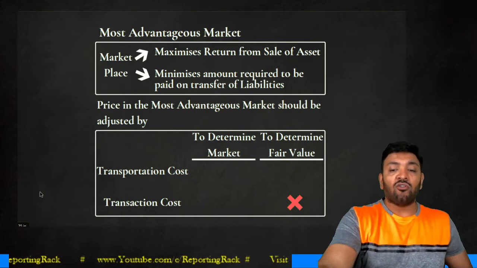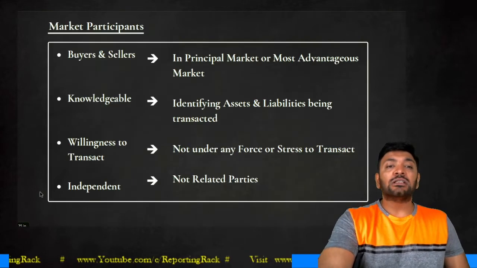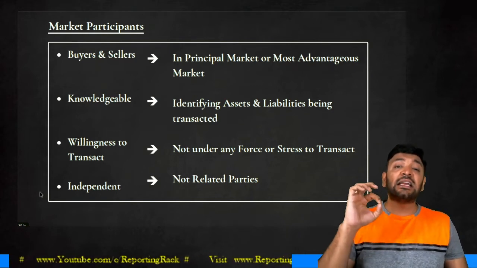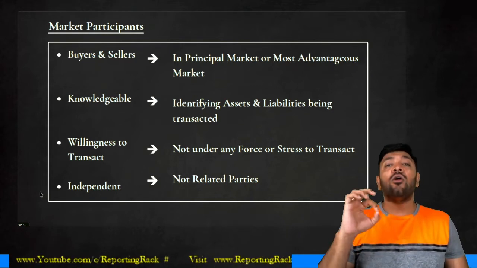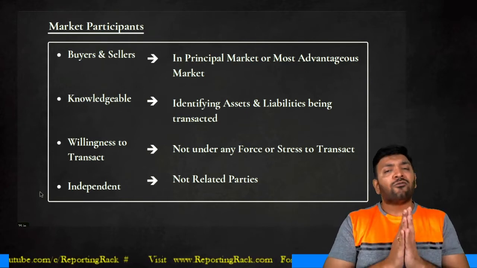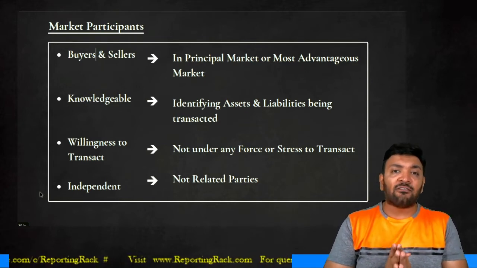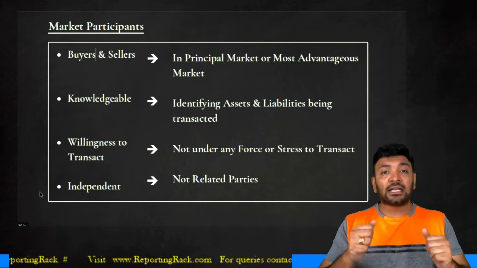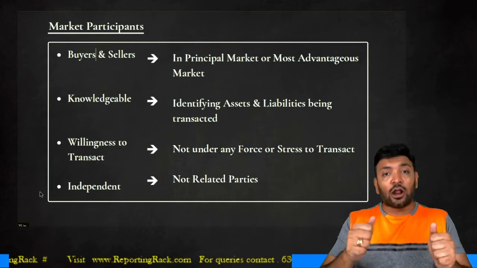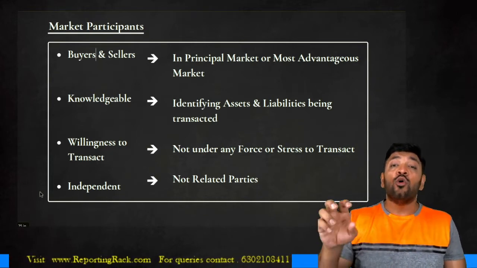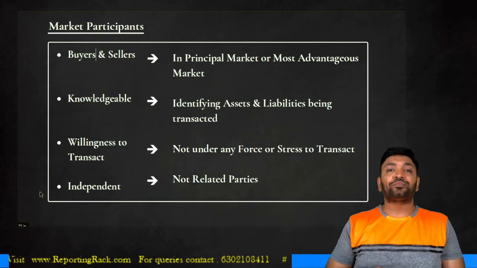So why did this concept come in? Because I told you market participants are buyers and sellers who exist in the most advantageous market or the principal market. Which one gets first priority? First priority, I will determine fair value with respect to the principal market only. But if the principal market cannot be determined or identified, then I will determine fair value with respect to the most advantageous market.